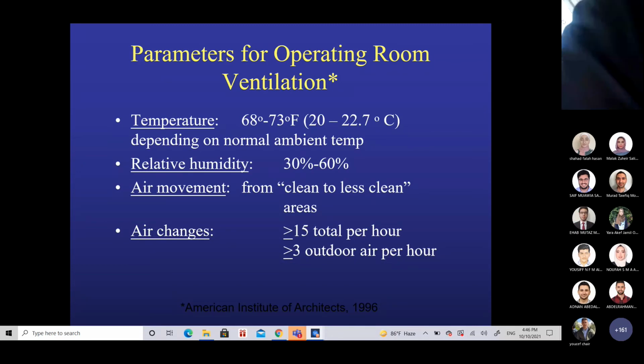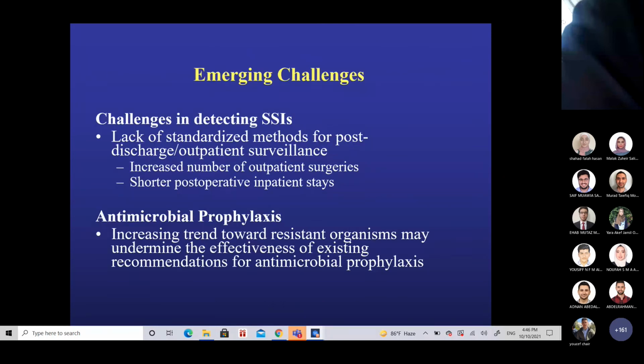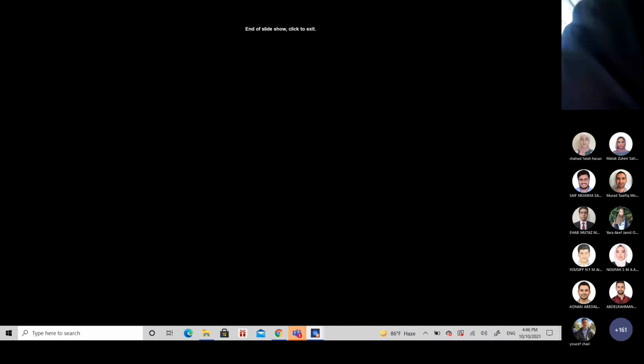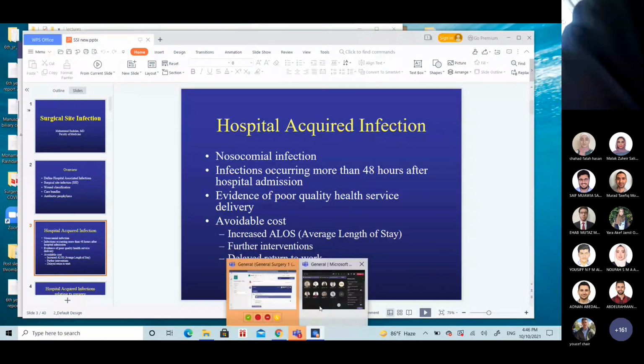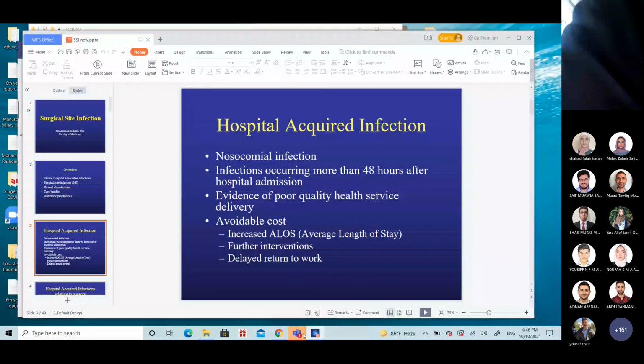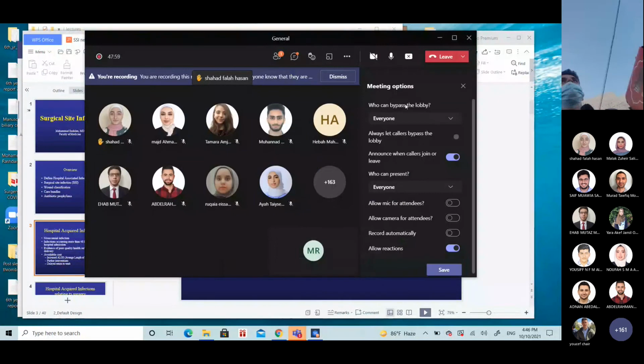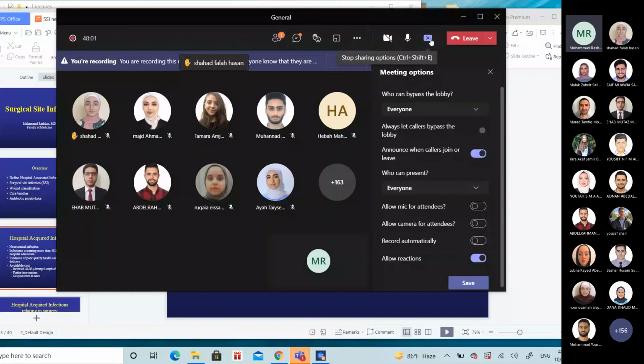Now keep in mind always, as we talked, control of OR traffic, OR ventilation, OR temperature. I think those are the most important things to mention. If you have any question, I'm happy to answer.